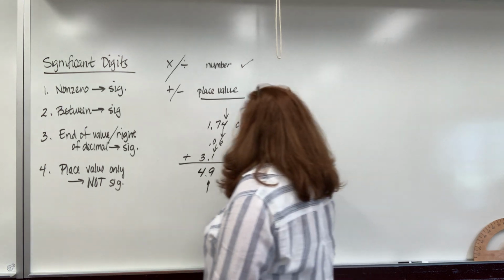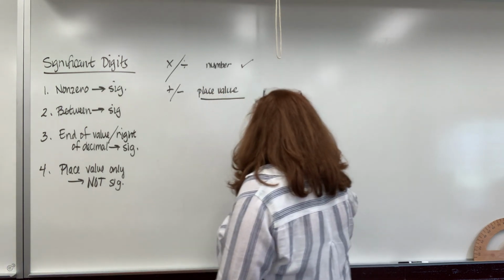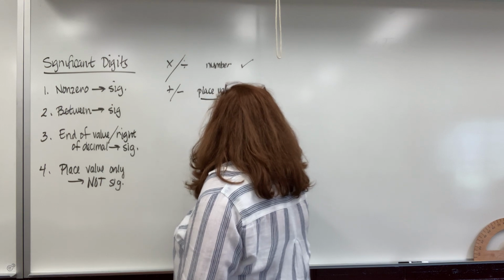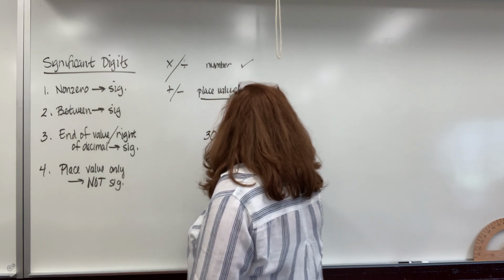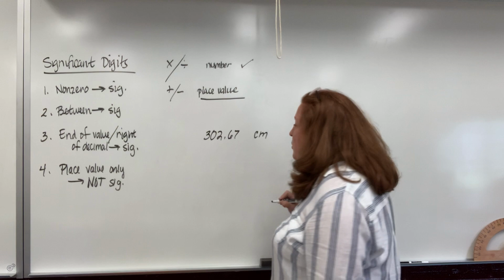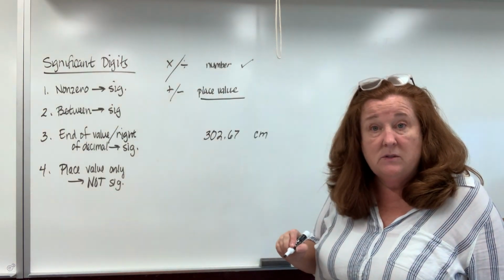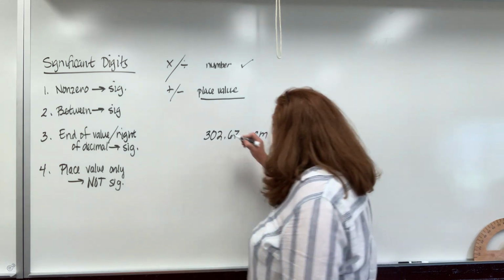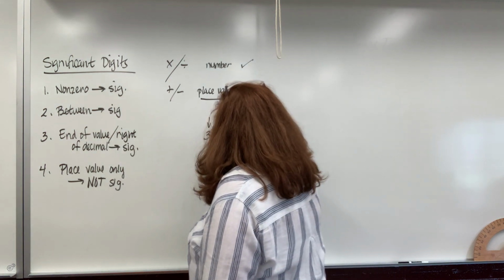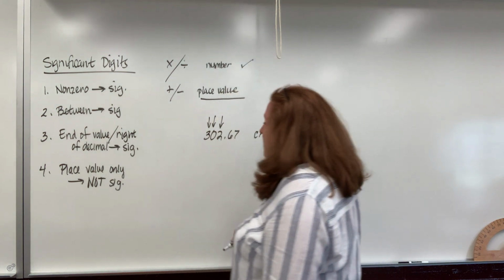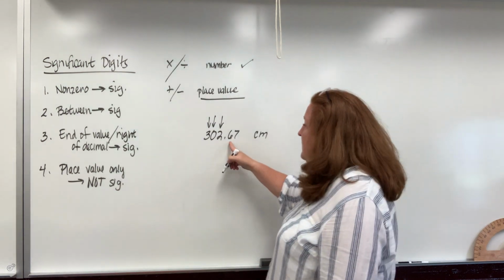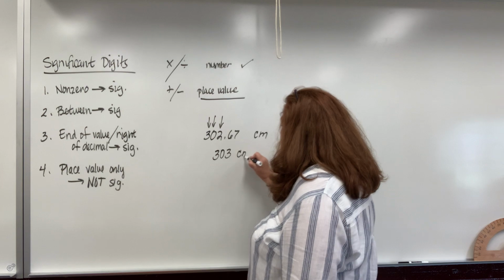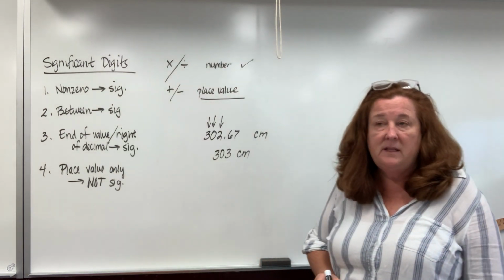The hardest part sometimes is the rounding. So if we had something like 302.67, and you were told to round this to 3 significant digits, because that's what you had to do after you did the math, 3 significant digits means you can keep something here, and something there, and something there. So this 6 would change the 2 to 303. And that's how you would do that.